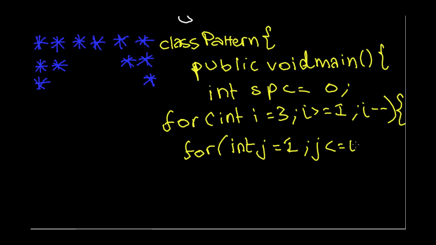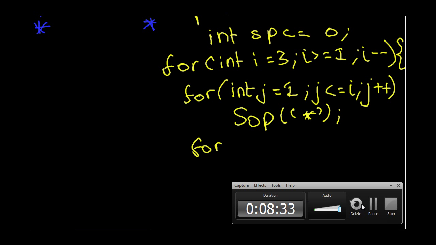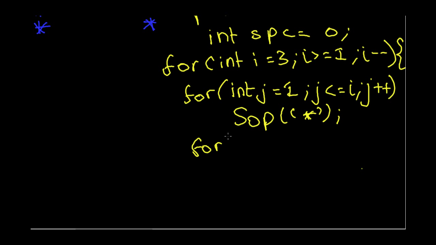Anyway, let's say here we print our star. I'm sorry guys, I was just checking whether I'm still on time or not. So yeah, this loop we go from k less than or equal to spc, as simple as that.